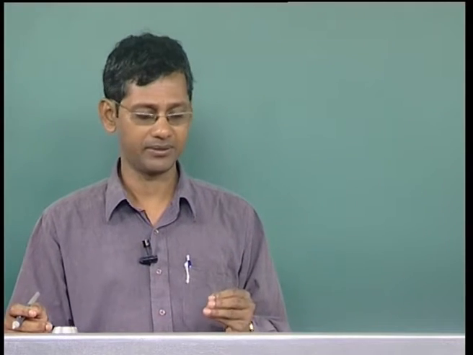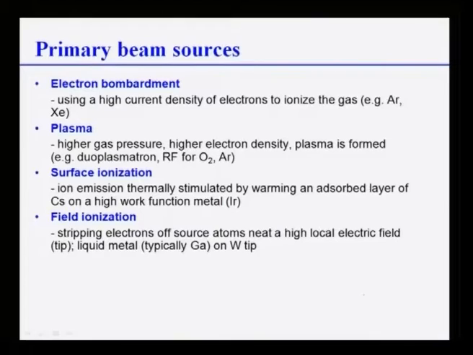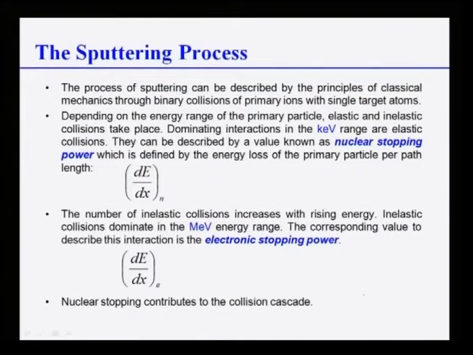Easiest, but the best one, is field emission, field ionization. You can strip off electrons from the source atoms very neatly by using a high local electric field. For that you need a very fine tip, and this is what is done in atom probe, or you can have a liquid metal, typically gallium, on a tungsten tip. So, any of these things can be used, other than that you can also use cesium and oxygen, as I said.